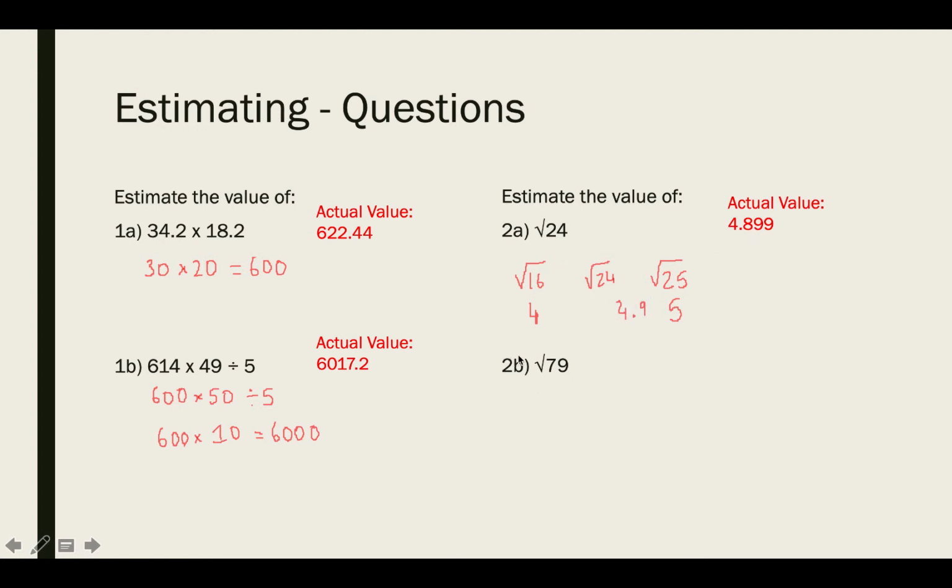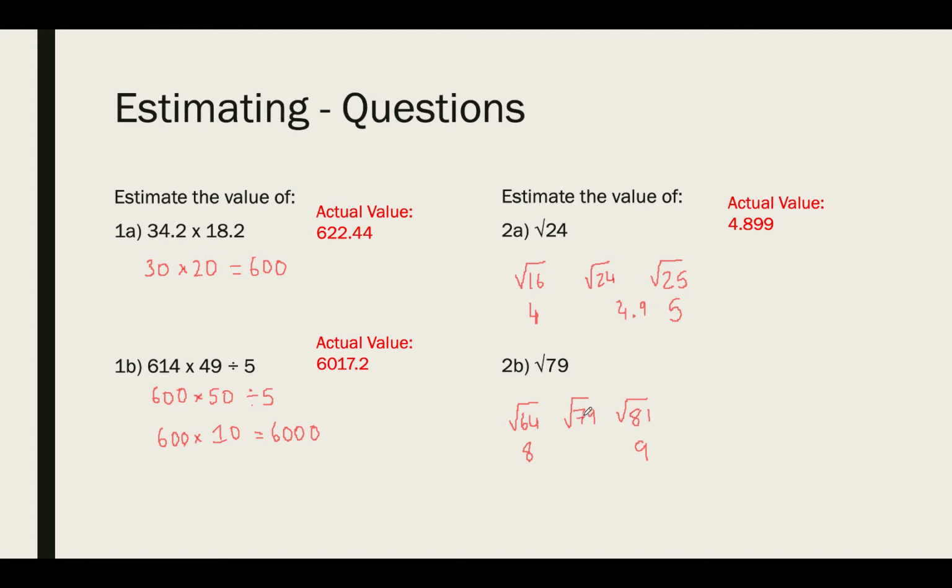So for question 2b, we've got the square root of 79. Now we need to recognise which two square numbers it's in between. Well, the square number which is above it is 81, which is 9 squared. And then the number to the left of it would be 64, which is 8 squared. So 79 would go in the middle.